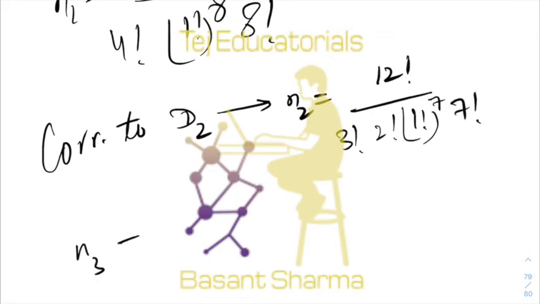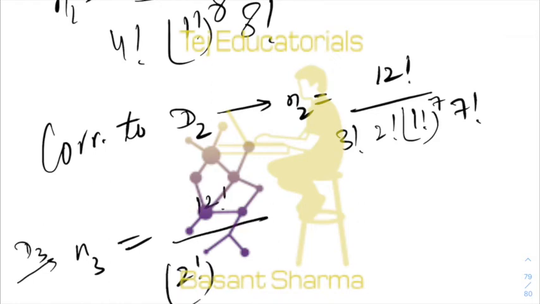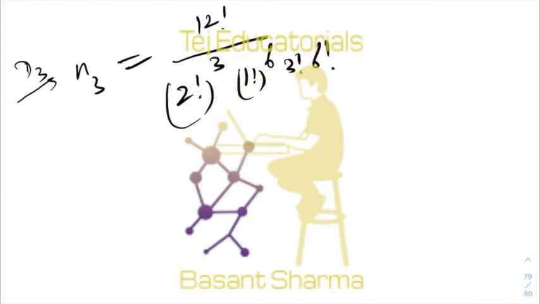Similarly, N3 will correspond to D3, that will be 12 factorial upon (2 factorial) cubed, 3 groups of group size 2 and 6 groups of group size 1, and 3 factorial, 6 factorial. Okay, this is N3. Now you see step 3.